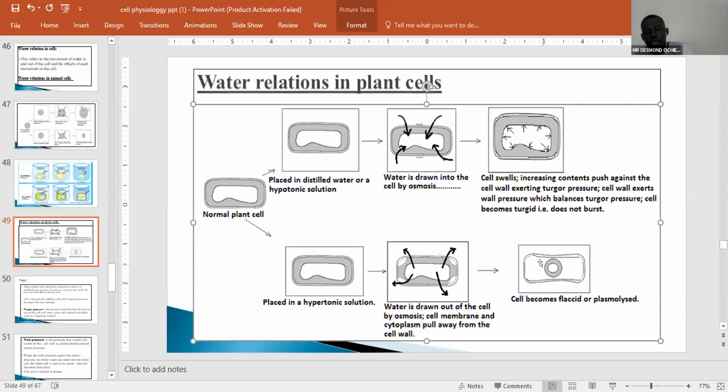If you look at the next diagram here, once water has been drawn out of the cell by osmosis, and once the cell membrane and the cytoplasm have started pulling away from the cell wall, then we say that the cell becomes flaccid, or the cell has been plasmolyzed. I remember in one of the assignments in our last class, I told you to find out the definition of the word plasmolysis. Plasmolysis is the process by which plant cells lose water when they have been placed in a hypotonic solution, and therefore they become flaccid. So that process is plasmolysis.